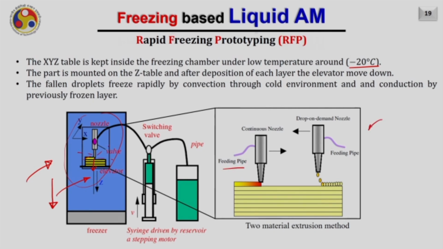As you can see here, there could be two types of delivery nozzle. One is the continuous nozzle, another is the drop on demand nozzle. In the case of the drop on demand nozzle, we transfer the material drop by drop onto the substrate, while in the continuous nozzle, the continuous material is supplied onto the substrate or the pre-built layer.